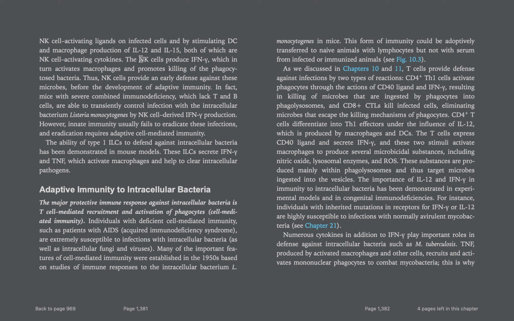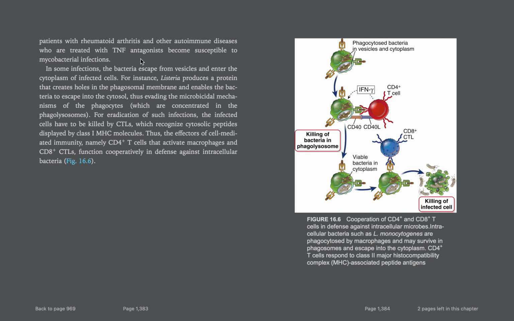See Chapter 21. Numerous cytokines in addition to interferon gamma play an important role in defense against intracellular bacteria such as Mycobacterium tuberculosis. Tumor necrosis factor, produced by activated macrophages and other cells, recruits and activates mononuclear phagocytes to combat Mycobacterium. This is why patients with rheumatoid arthritis and other autoimmune diseases who are treated with tumor necrosis factor antagonists become susceptible to Mycobacterium infection.